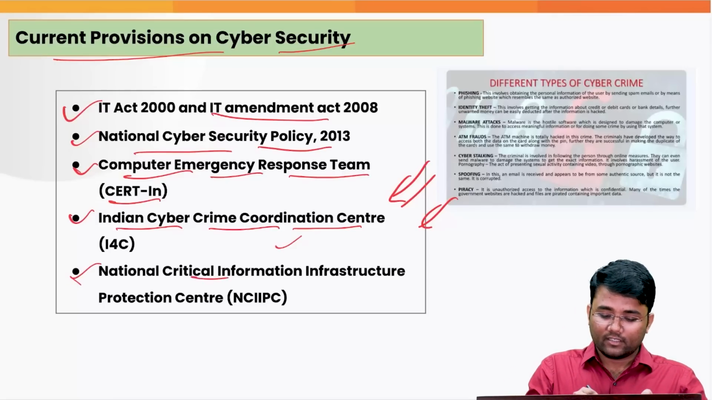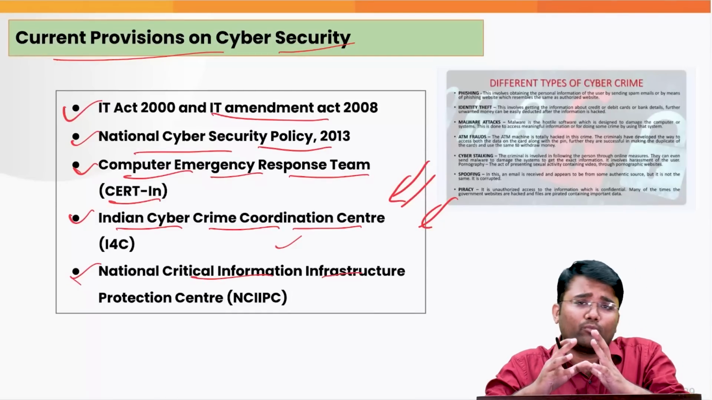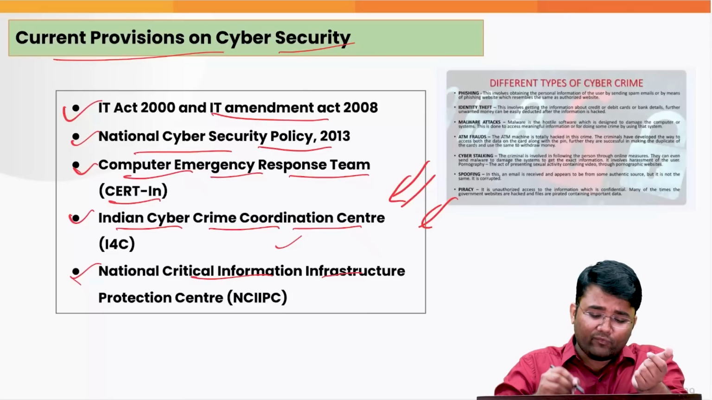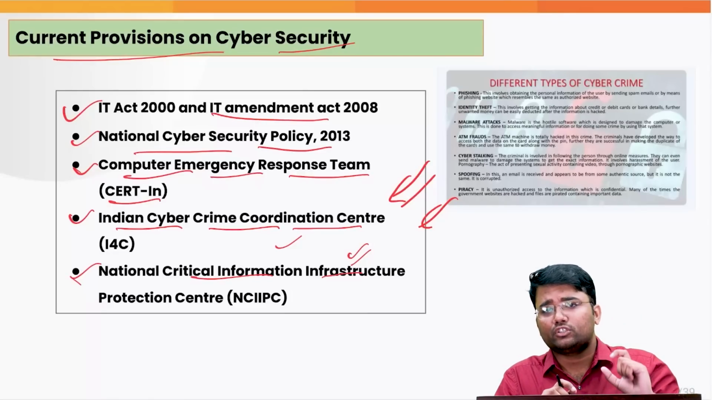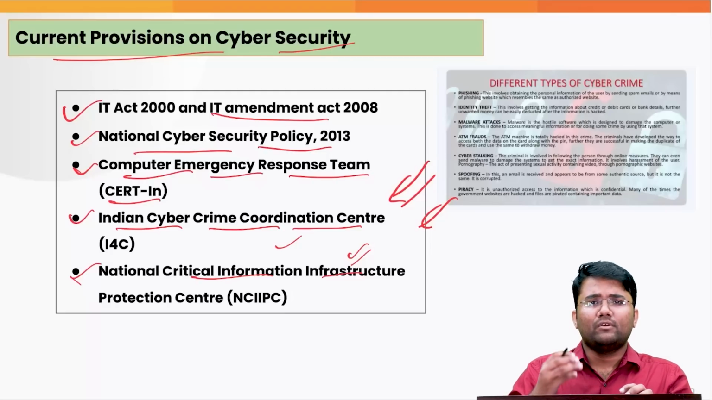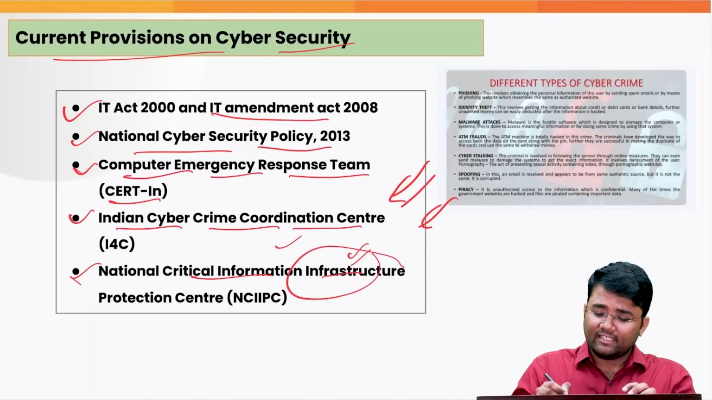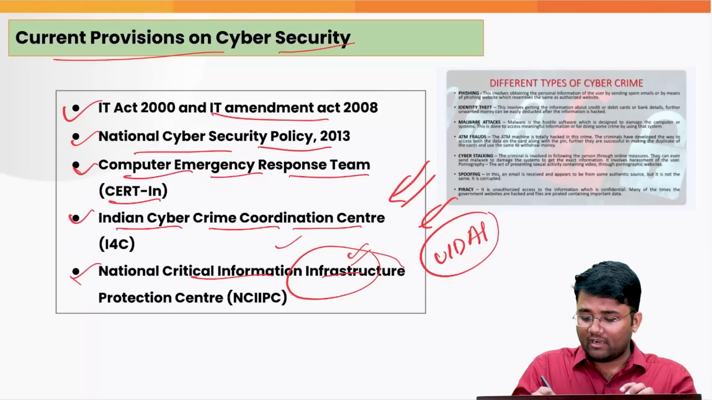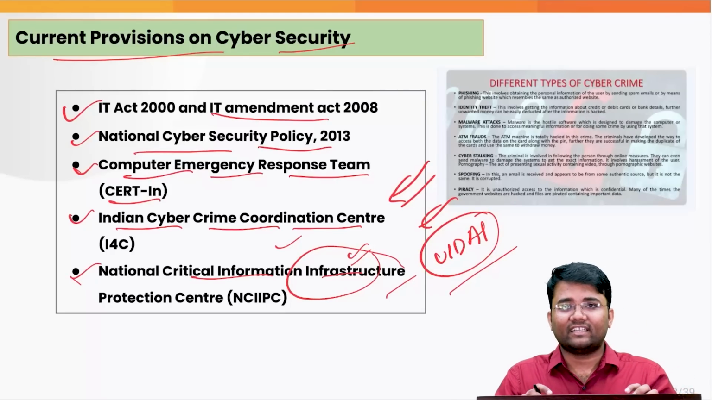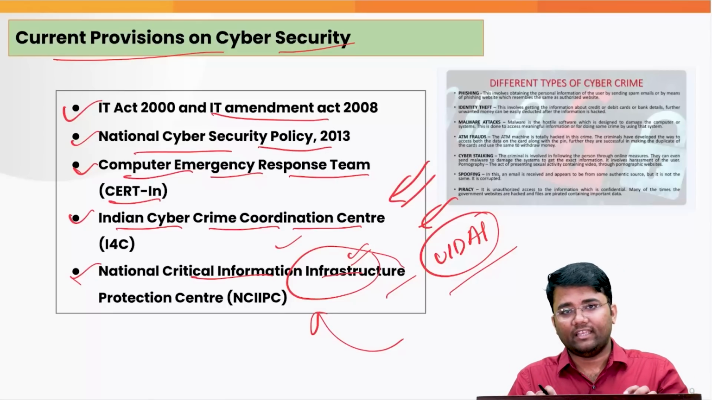Then there is the National Critical Information Infrastructure Protection Center, which mainly looks after protecting all the critical infrastructure which is very vital for the security as well as the sovereignty of India. For example, power, telecom and related infrastructure. For example, UIDAI and the power grid can be called critical infrastructure whose protection is given to NCIIPC.